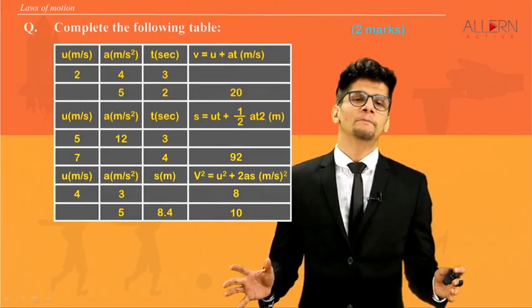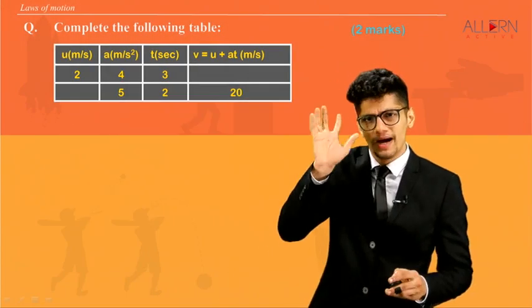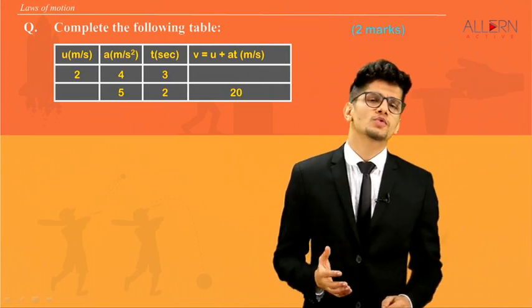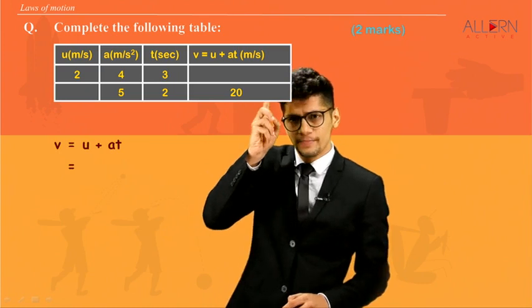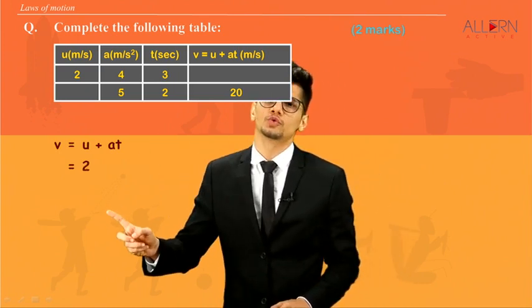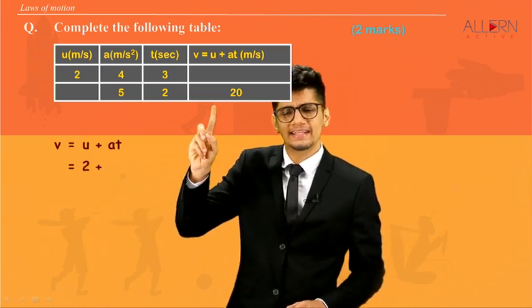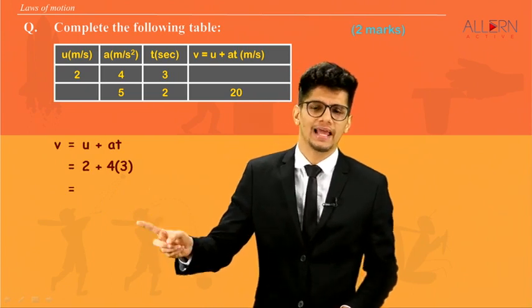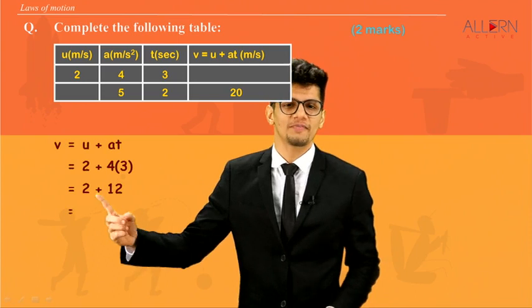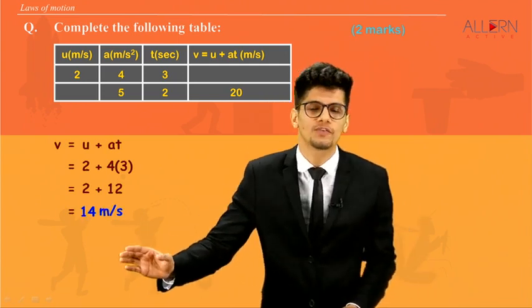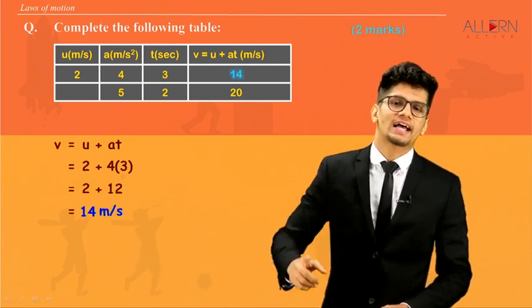So here we have to complete this table. Let us take the upper part of the table first. Here we are using the formula V is equal to U plus AT. So we are supposed to find out V. U is given as 2 and A is 4 and T is 3, so we get 4 into 3. And we know 2 remains as it is, and 4 3s are 12. 12 plus 2 becomes 14, so the answer is 14 meters per second. Let us fill it as 14.